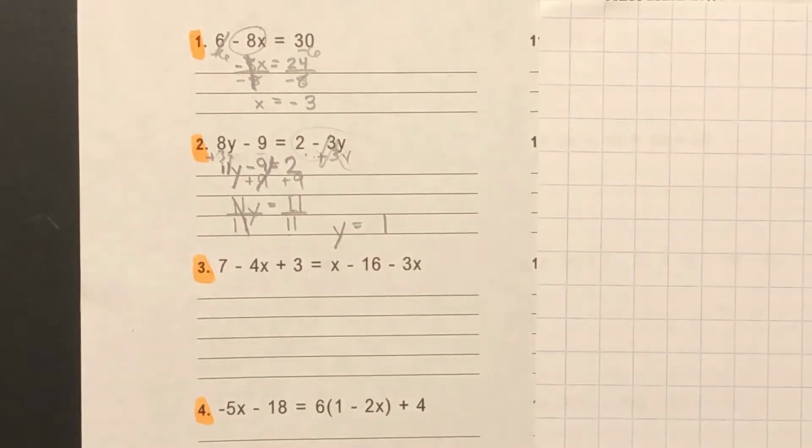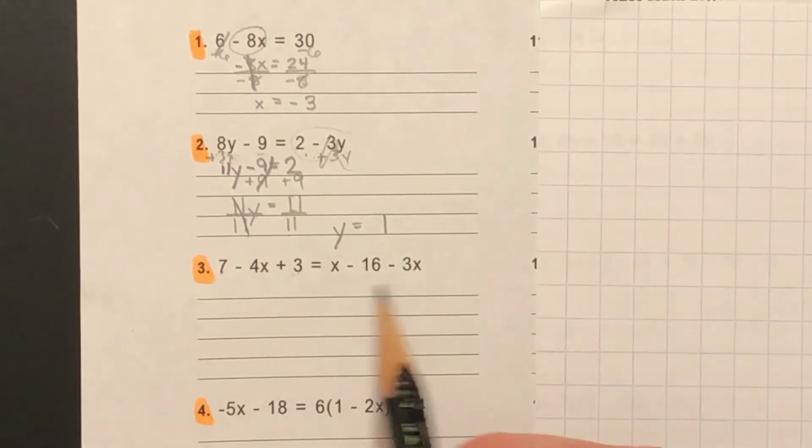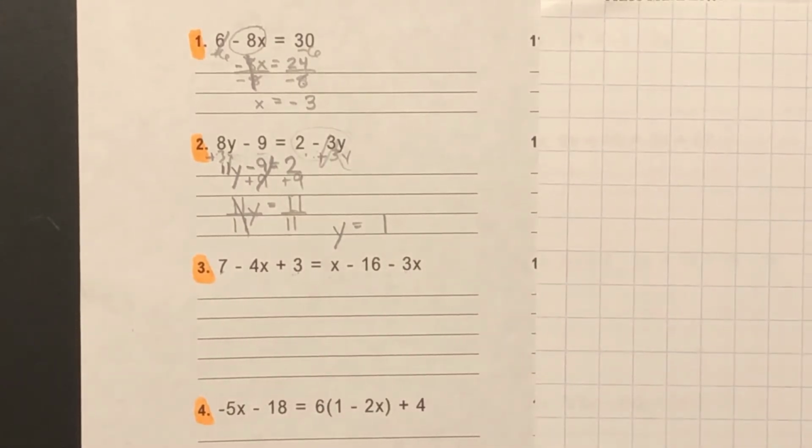Number 3. Goodness. I've got variable terms on both sides and constants on both sides, but I've got 2 constants over here and 2 variables over here. So I can't do anything, nothing at all, until I first combine all the like terms. That's got to be done first, and then I can start moving things around.